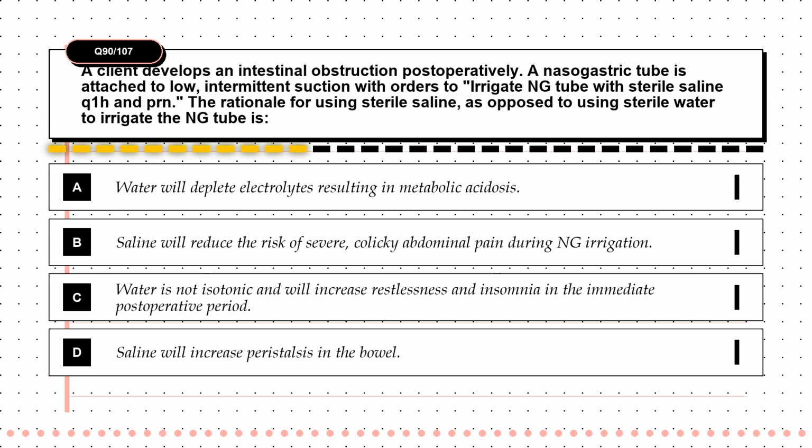Option B. Saline will reduce the risk of severe, colicky abdominal pain during NG irrigation. Option C. Water is not isotonic and will increase restlessness and insomnia in the immediate postoperative period. Option D. Saline will increase peristalsis in the bowel.